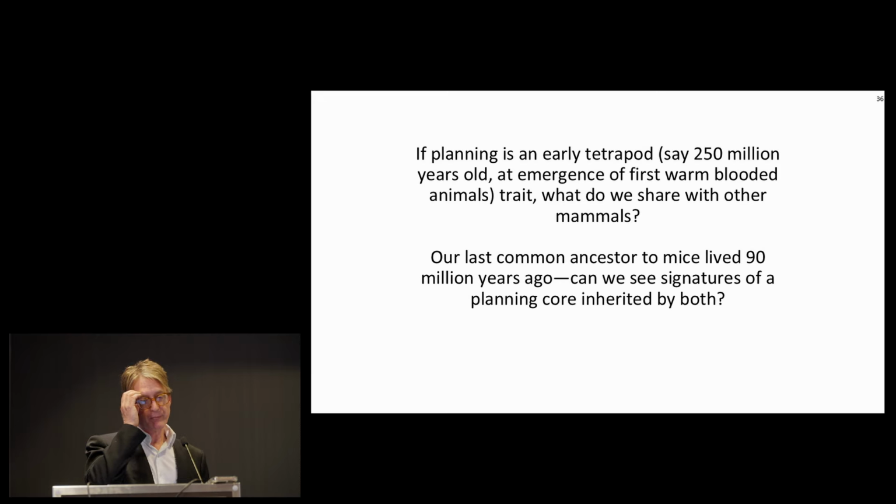So I'm going to shift to something a little bit different, which is starting to look at humans. So if planning is an early tetrapod innovation, say 250 million years old, it could be that's the emergence of the first warm-blooded animals that start to get these big brains. There's a question, what do we share with other mammals then? Is there a commonly inherited core circuitry for planning that we might have inherited from our last common ancestor to mice? That was 90 million years ago.